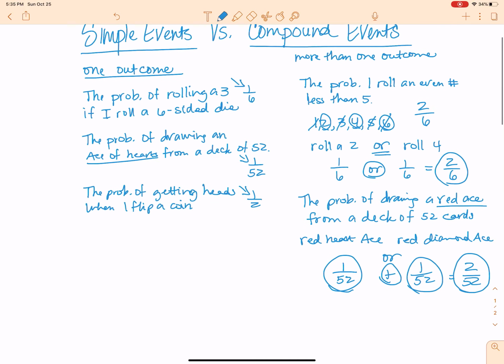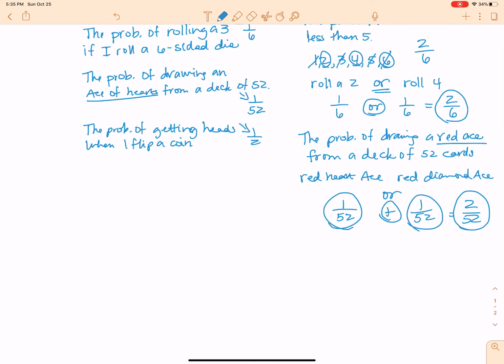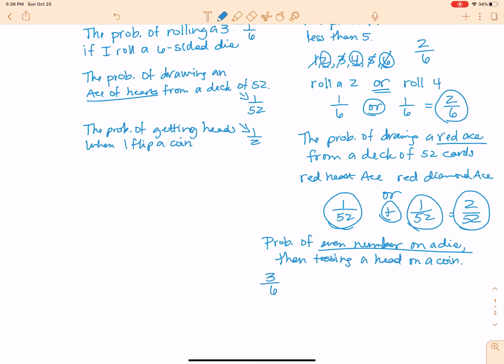All right, let's look at another example of a compound event. The probability of rolling an even number on a die, then tossing a head on a coin. So I'm going to roll the die. I'm going to think of the probability of getting an even number on the die. Half of the numbers are even, so that's 3 out of 6. Then tossing a head on a coin. So I'm tossing a coin and I land on heads.